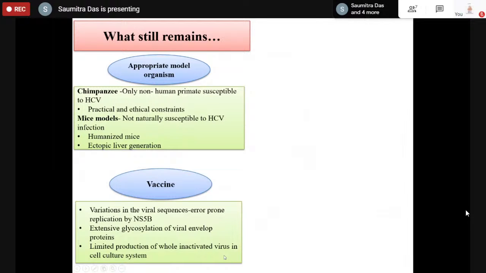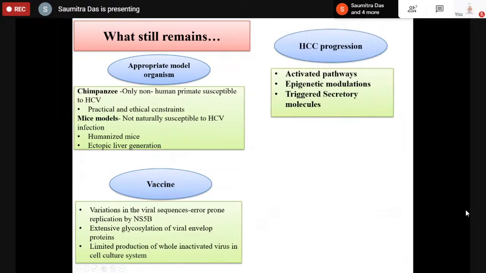Now the challenges are because of the huge sequence error rate of the RNA-dependent RNA polymerase, the extensive glycosylation of the envelope protein that also changes its epitope and antigenicity, and the limited production of the whole inactivated virus. This is another problem. We can't really make tons of hepatitis C virus. Even after 31 years of the discovery, we still can't make it in liters of hepatitis C culture. That is the big impediment to research progress. We're trying to overcome it.